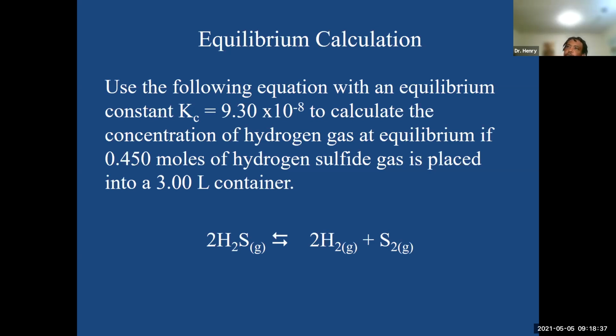Okay, so using the following equation, with an equilibrium constant Kc equals 9.30 times 10 to the minus 8, calculate the concentration of hydrogen gas at equilibrium if 0.50 moles of hydrogen disulfide gas is placed in a 3.00 liter container.